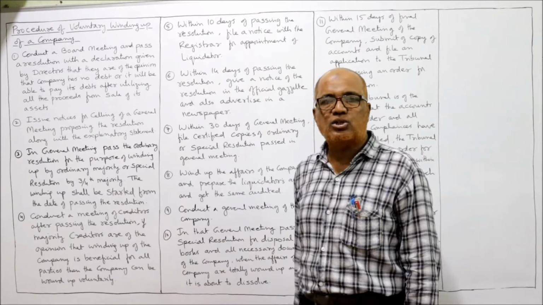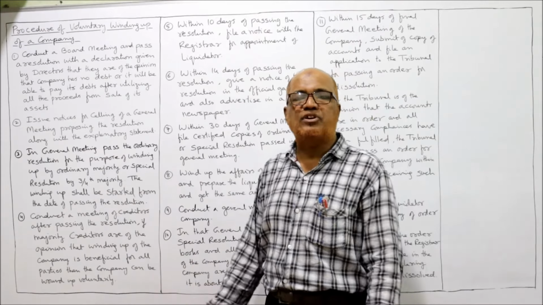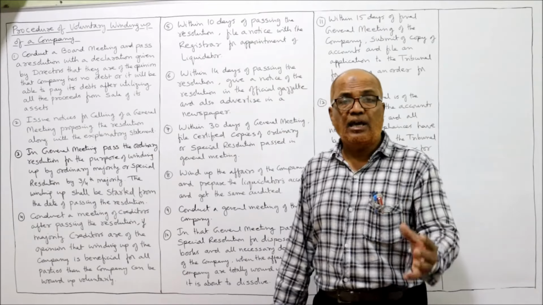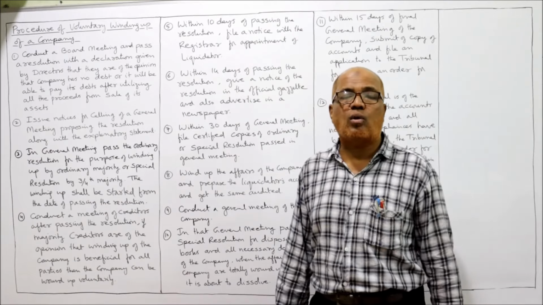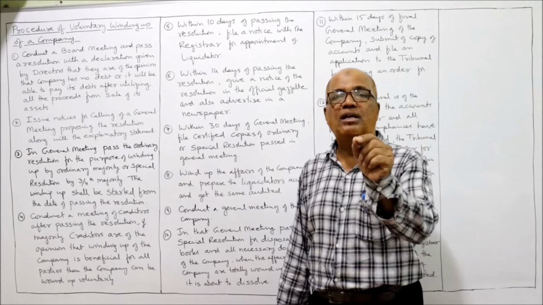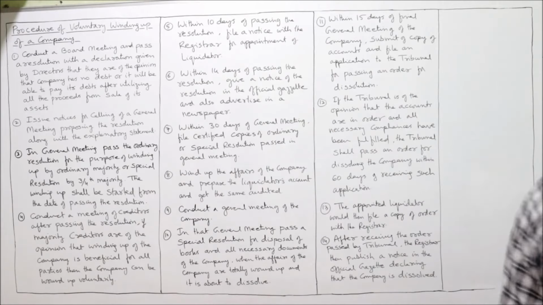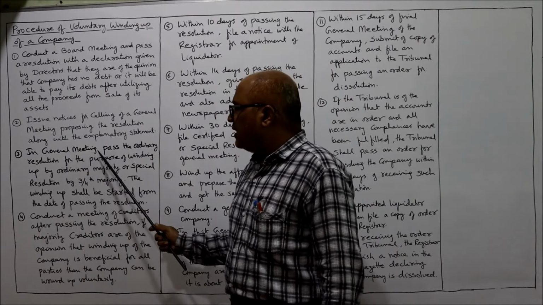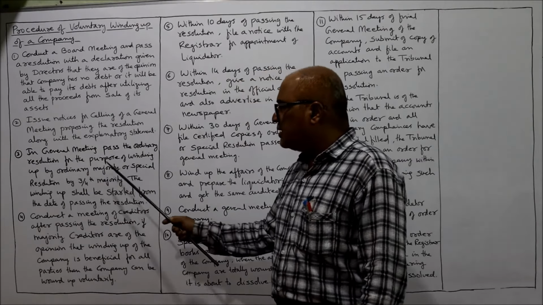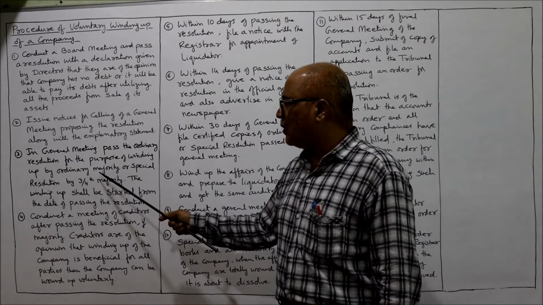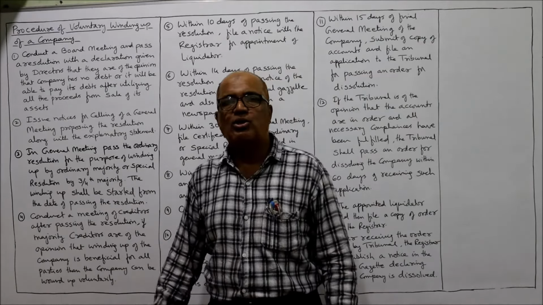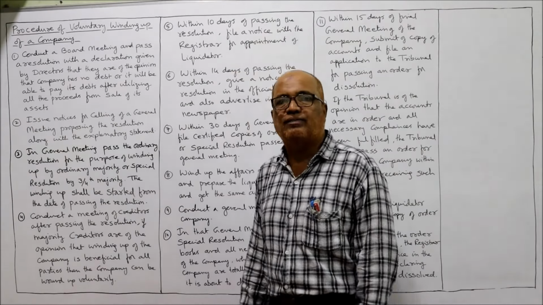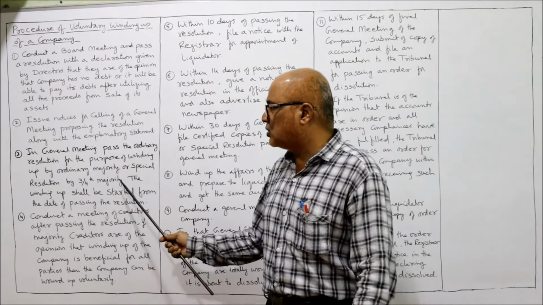If ordinary resolution is required, ordinary majority is sufficient. But if special resolution is required for winding up of the company, 3/4 of the members must agree. So in the general meeting, pass an ordinary resolution for the purpose of winding up, or a special resolution with 3/4 majority if the resolution requires a special resolution.